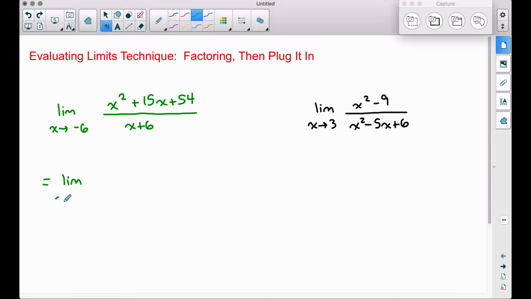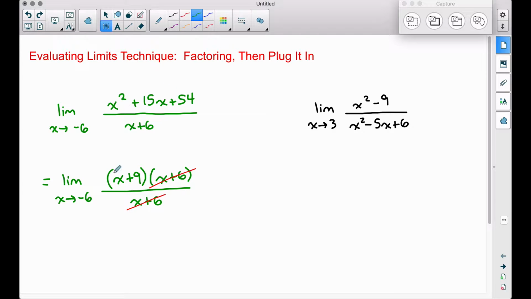So we have the limit as x approaches -6, factoring our numerator, two numbers that multiply to give us 54 and add to give us 15. 9 times 6 gives you 54, 9 plus 6 gives you 15. So therefore we can factor this to be x plus 9 and x plus 6. That's our numerator factored. And now notice we can cancel out the x plus 6 up top with the x plus 6 at the bottom.